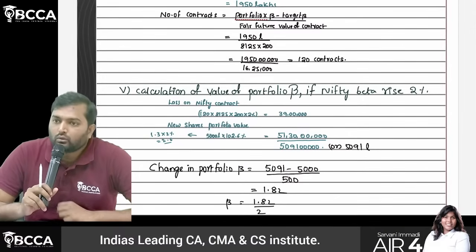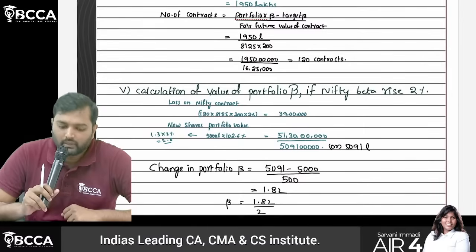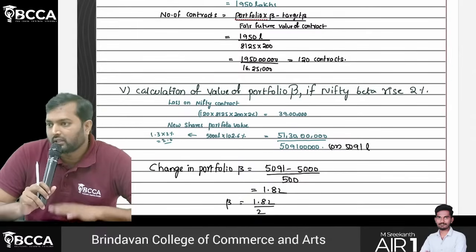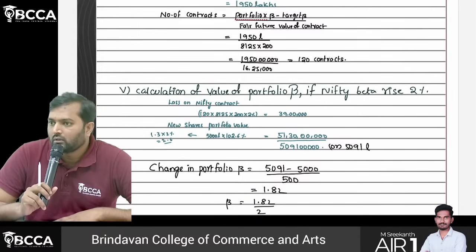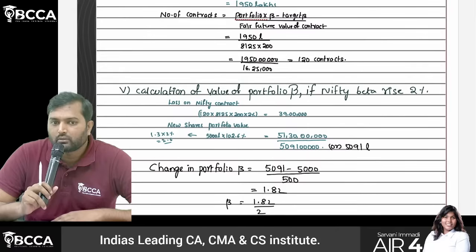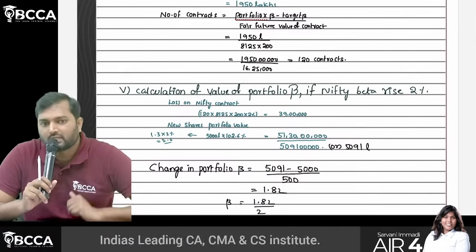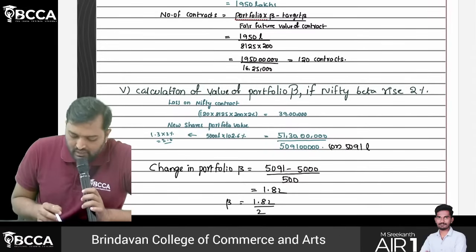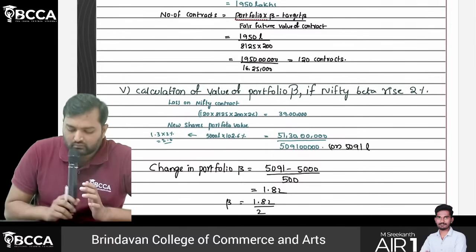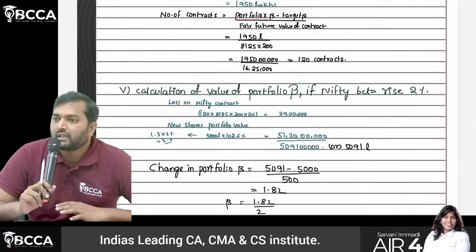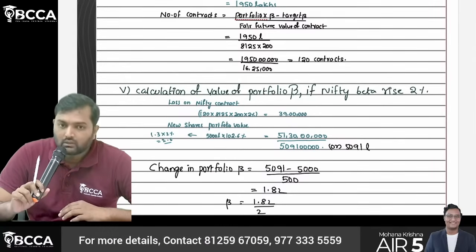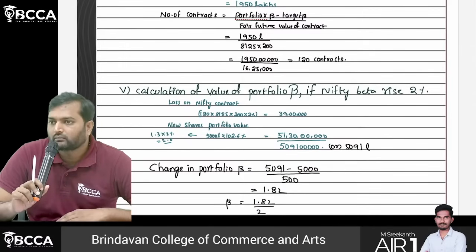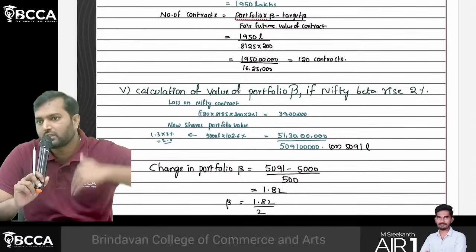So 2% rise in Nifty. What is the beta of a share? 1.3. Beta of a share is equal to 1.3. Yes or no? So Nifty rises by 2%, which means the share price rises by 2.6%. That means the share value increases from 5,000 lakhs by 2.6%, so 5130 lakhs. Share value will increase to 5130 lakhs.